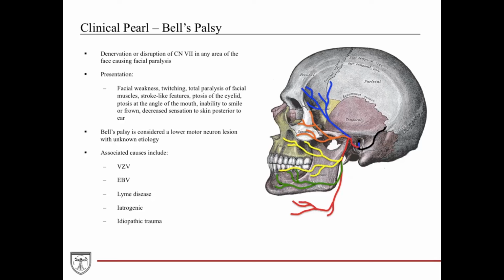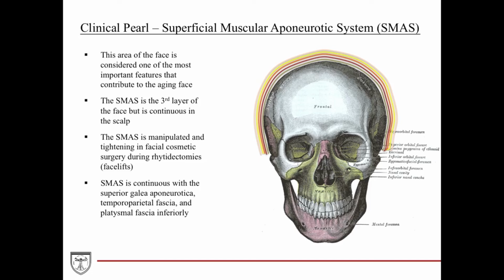And of course, prognosis is not always guaranteed, but sometimes it can come back and work again because peripheral nerves do have the ability to regrow. But again, prognosis is not guaranteed. It's case by case. So we're going to talk about that SMAS system that we mentioned before.